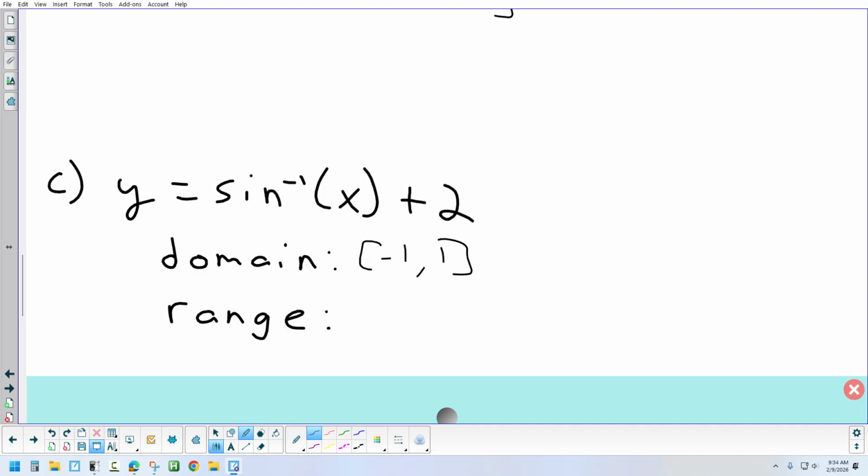And what's the original range for inverse sine? -π/2 to π/2. And what are we doing to that? Moving it up 2 units. So if they don't want decimals, you could find a common denominator, but that's fine like that. The range just shifted up 2. Question on that one?